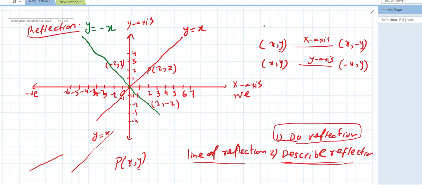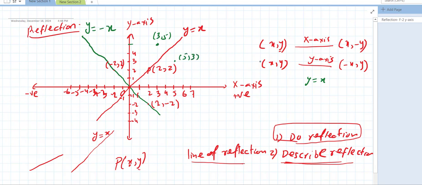Now, if your mirror line is y is equal to x, what will happen? For example, if you have a point here, it should appear here. How will you go? It is two steps horizontal from the line, so it will appear two steps vertical from the line. It will appear here. For example, what is this point? This point is 3, 5. Now what will this point become? It will become 5, 3.